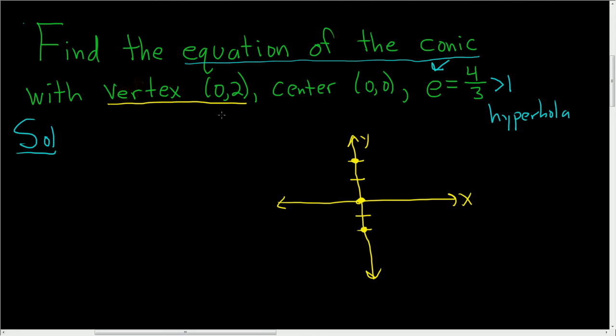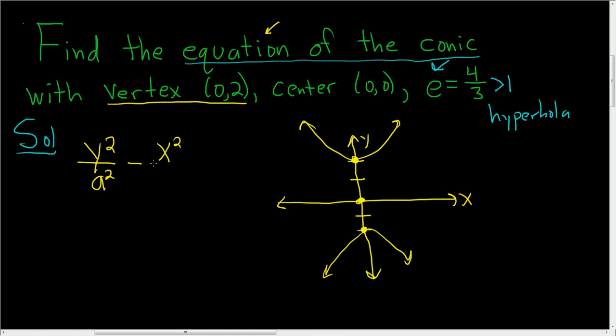And the vertices lie on the actual hyperbola. So this means that this hyperbola opens up and down. We know that because the vertices actually lie on the graph of the hyperbola. This will let us write down the general form for the equation. Whenever the hyperbola opens up and down, the y comes first. So it's y squared over a squared minus x squared over b squared equals 1.